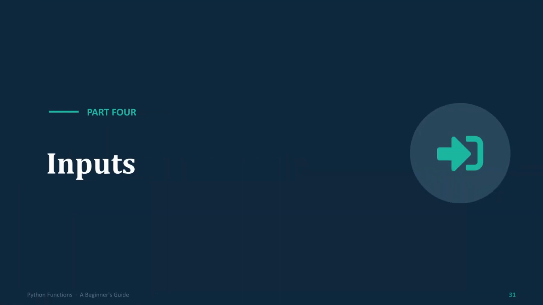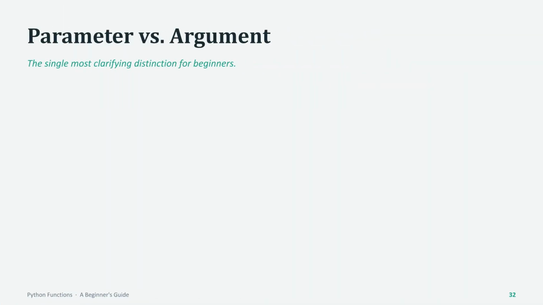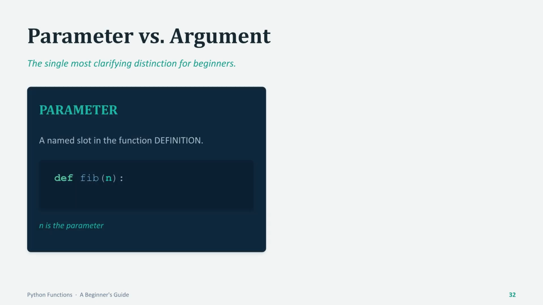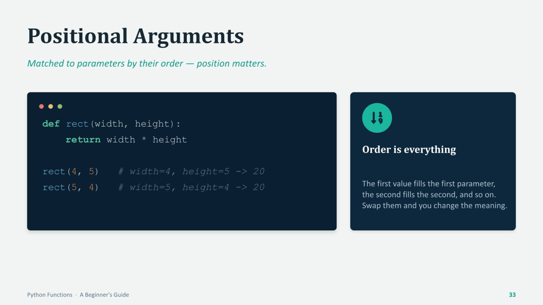Moving on to part 4, inputs. We will look at how arguments and parameters function as the values that flow into your code, providing the flexibility to handle different tasks. The most important distinction for beginners is the difference between a parameter and an argument. A parameter is the named placeholder in your definition, while an argument is the actual value you pass when calling it.